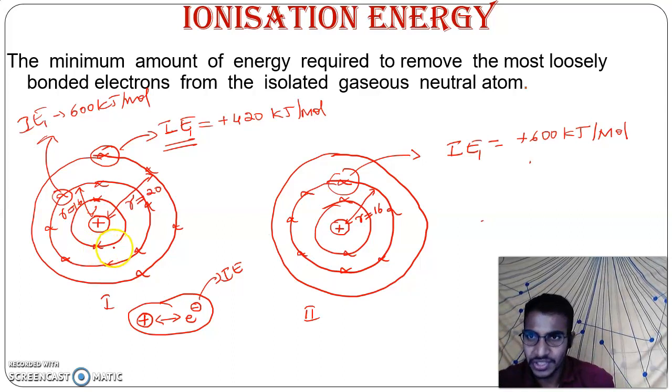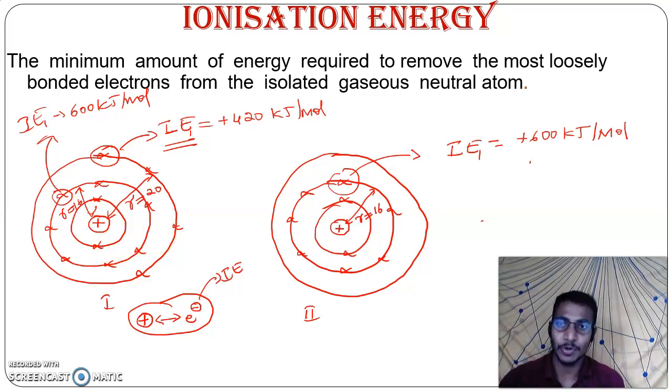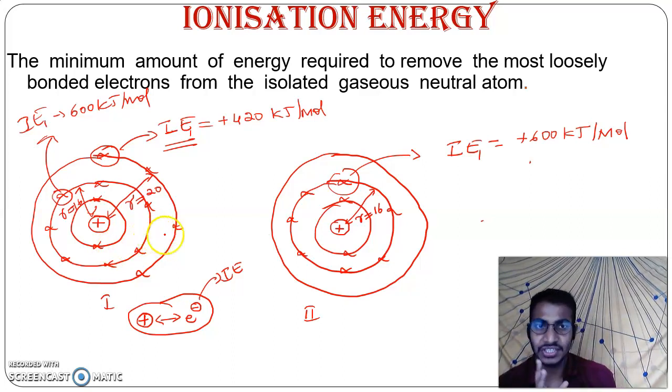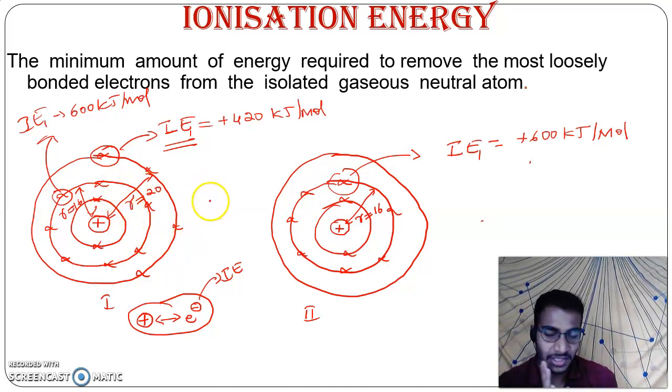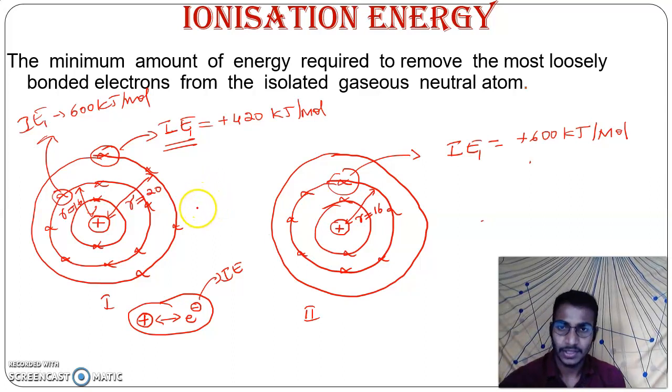What is happening in ionization energy and what does ionization energy mean? The minimum amount of energy required to remove the most loosely bonded electrons from the isolated gaseous neutral atom. So I'm talking about a neutral atom. That means there's no positive or negative charge, it's just a neutral atom.